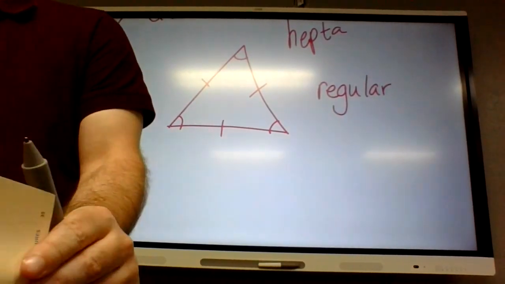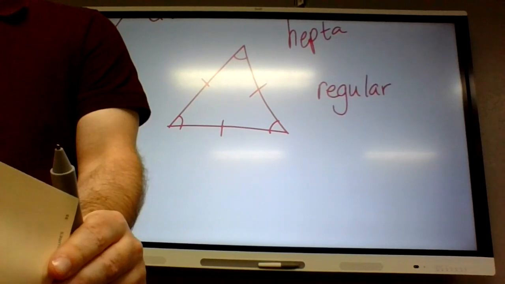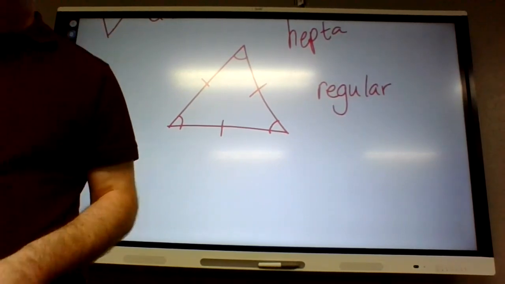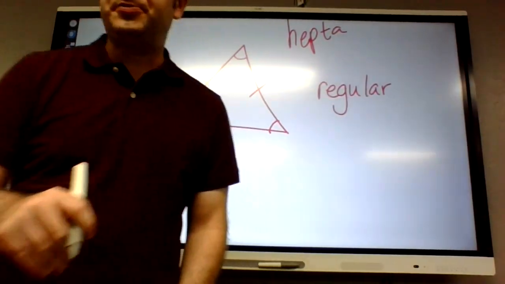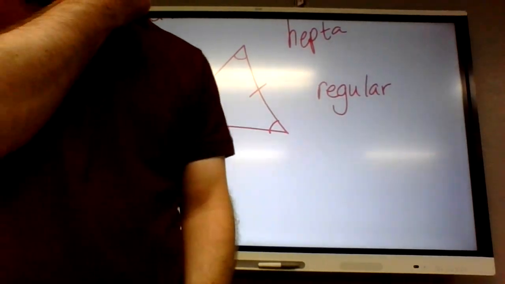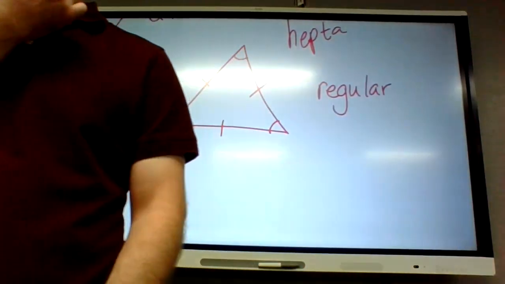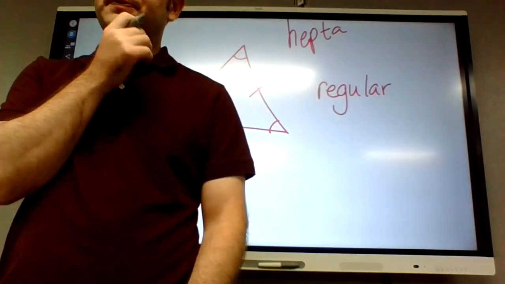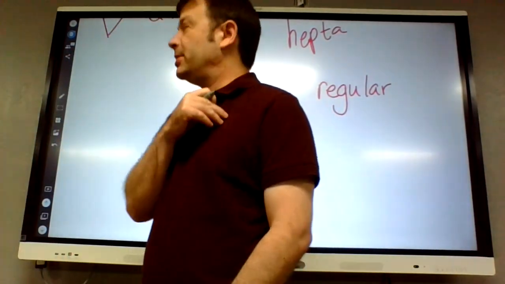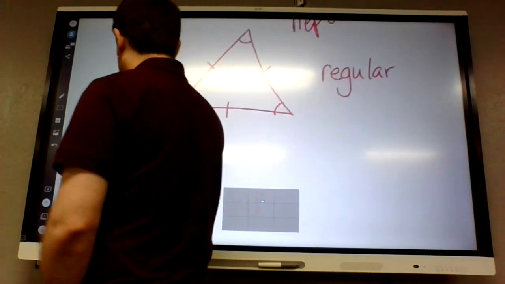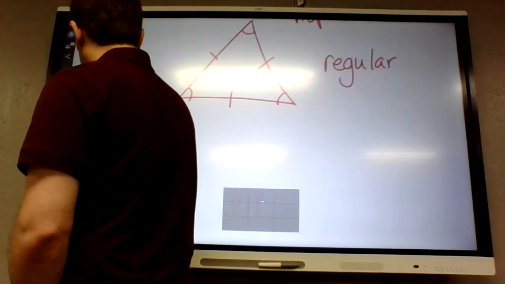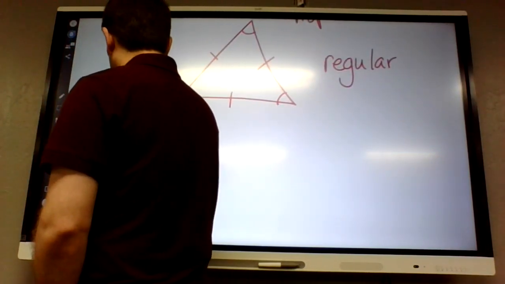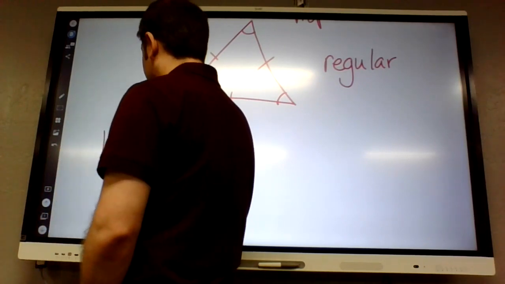On page 35, it says classify each figure. Classify each figure as a curve, simple closed curve, or not a curve. Use the most specific classification possible. Number one with that curly thing would be a what? Curve. It's not simple because it crosses itself.